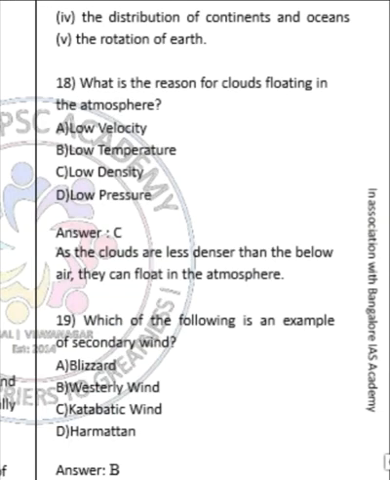Question number 18, it is asking what is the reason for clouds floating in the atmosphere. The correct answer is option C, low density. As the clouds are less dense than the air below, they can float in the atmosphere. Moving ahead to question number 19, it is asking which of the following is an example of the secondary wind. A secondary wind is one which changes its direction periodically. So here option B, westerly wind, is the correct answer, because westerly winds are primary winds and they do not change their direction periodically.